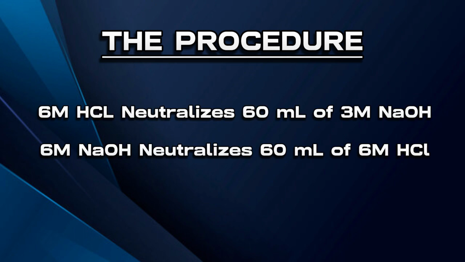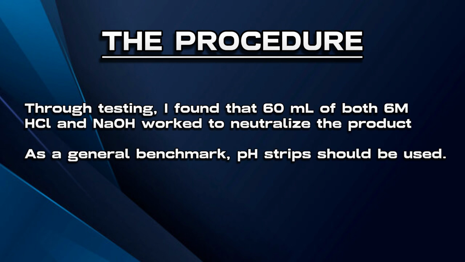The base wash uses 6 molar HCl to neutralize 60 milliliters of 3 molar NaOH, and the precipitate will be benzoic acid. For the acid wash, 6 molar NaOH is used to neutralize 60 milliliters of 6 molar HCl, and the precipitate will be p-bromoaniline. I found through testing that using 60 milliliters of both 6 molar HCl and NaOH neutralizes both the acid and the base wash, but as a general benchmark, you want to use pH strips to test when the pH of the solution is around a value of 7.